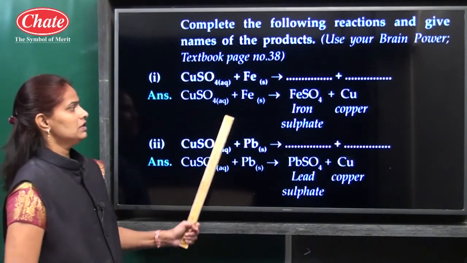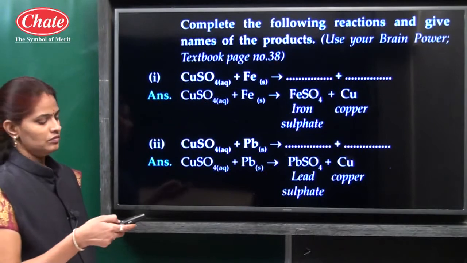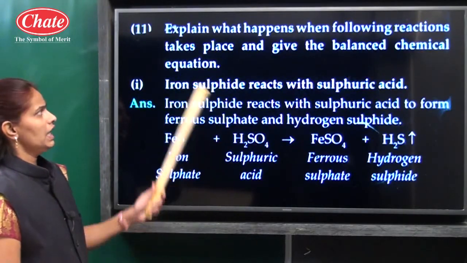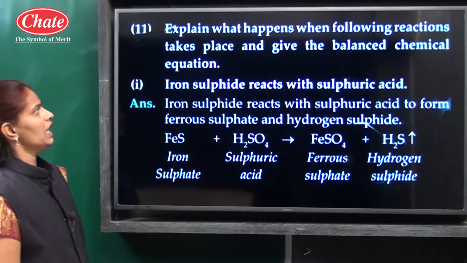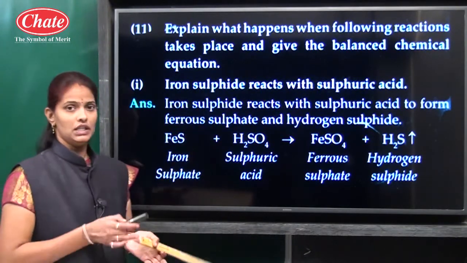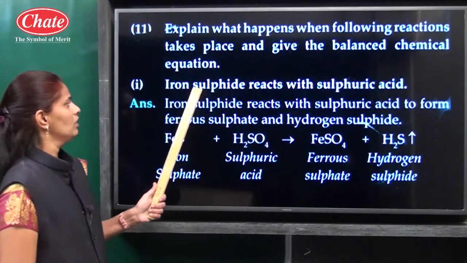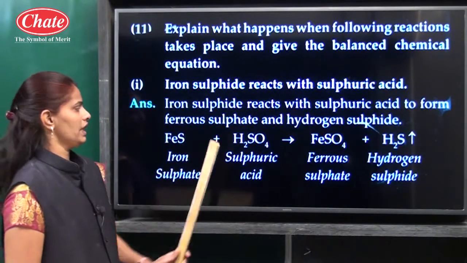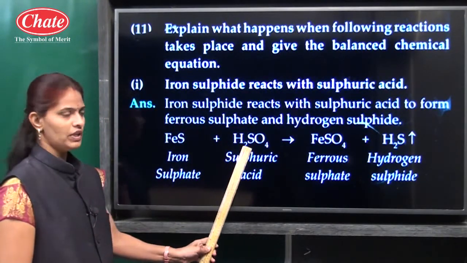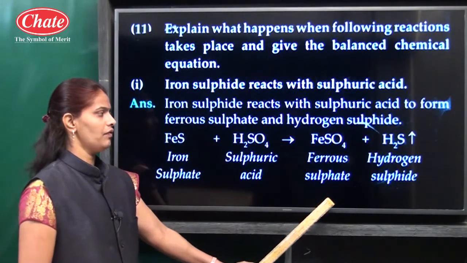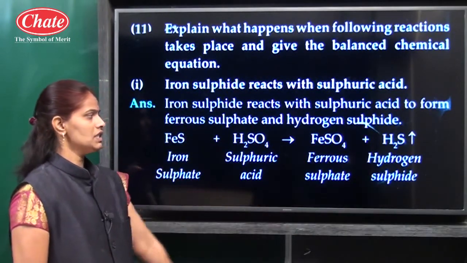Then the same question is there. Explain what happens when the following reaction takes place and give the balanced chemical reaction. You have to write the equation here. Okay, iron sulfide reacts with sulfuric acid, then we get ferrous sulfate along with hydrogen sulfide.